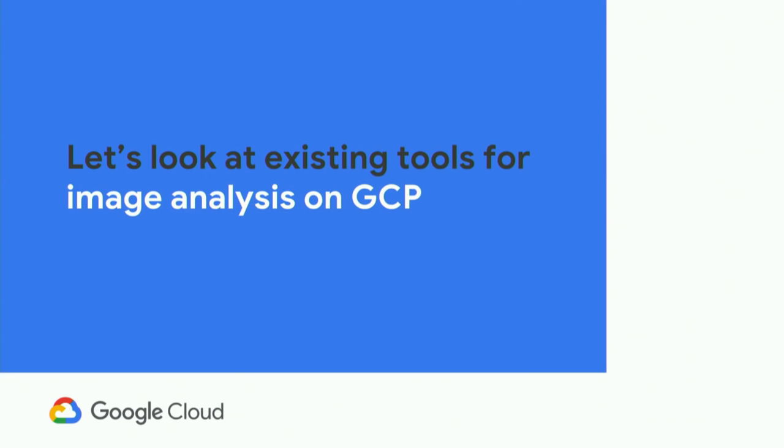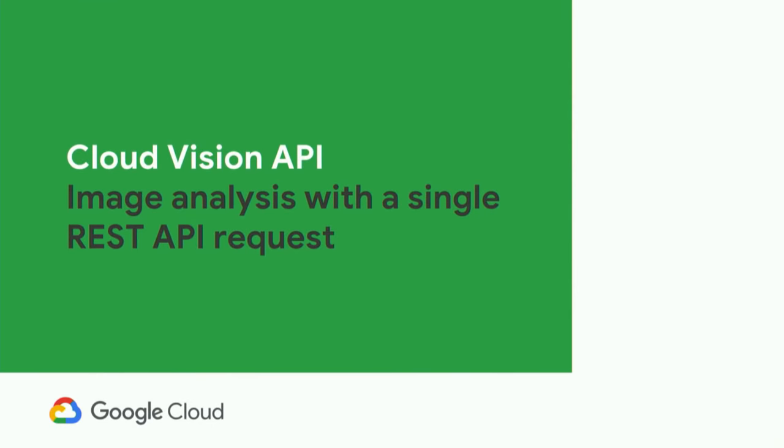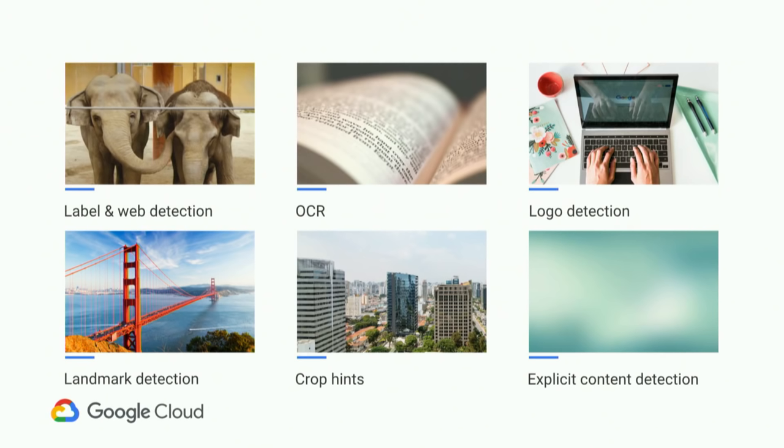So focusing specifically on image analysis, let's take a look at the existing tools for image analysis on Google Cloud Platform. For that, we have the Cloud Vision API, which lets you perform image analysis with a single REST API request. These are all of the features that the Vision API provides.